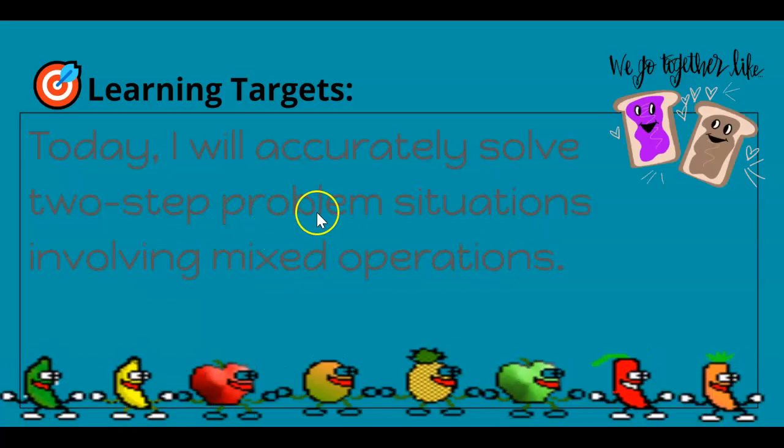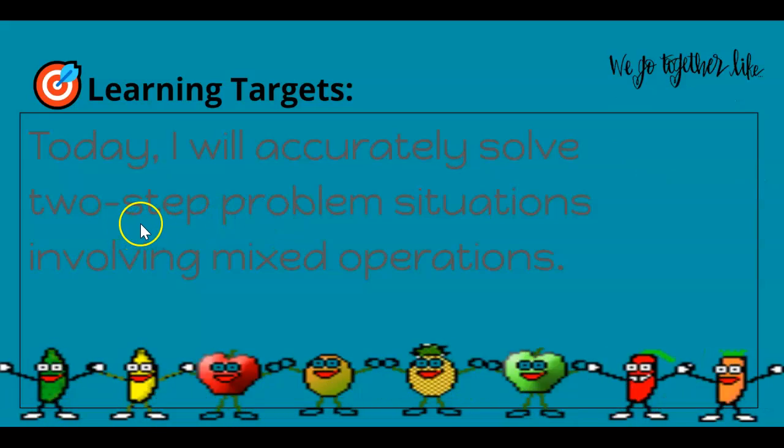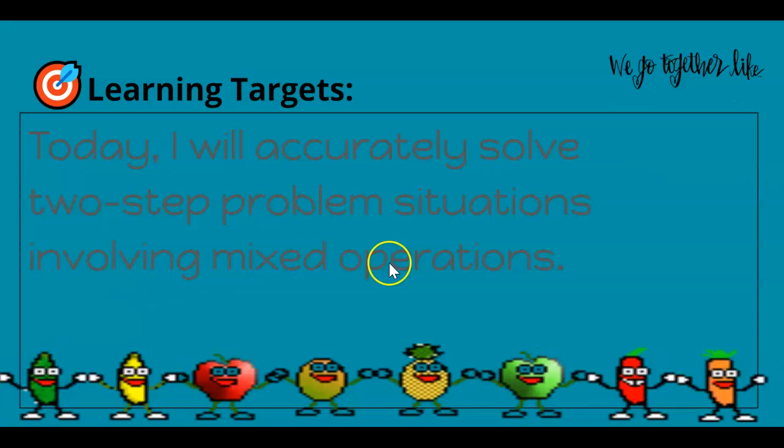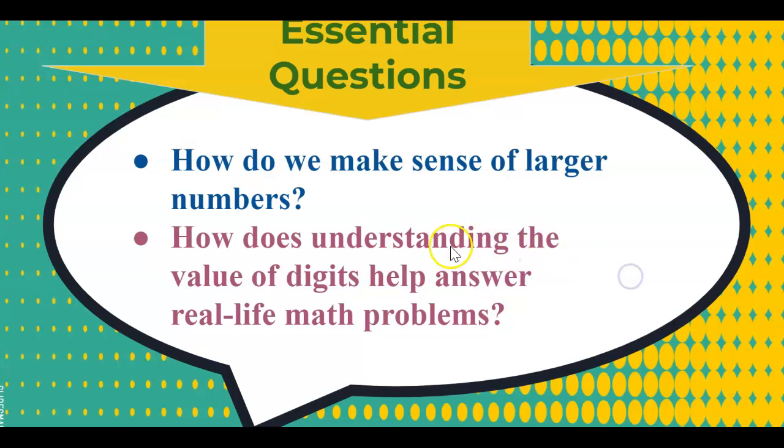So, two-step problem situations, that means you've got to do more than one thing to actually solve it, okay? Involving mixed operations. And our essential questions remain the same for the entire unit. We're just continuing to build upon them. How do we make sense of larger numbers? And how does understanding the value of digits help answer real life math problems?